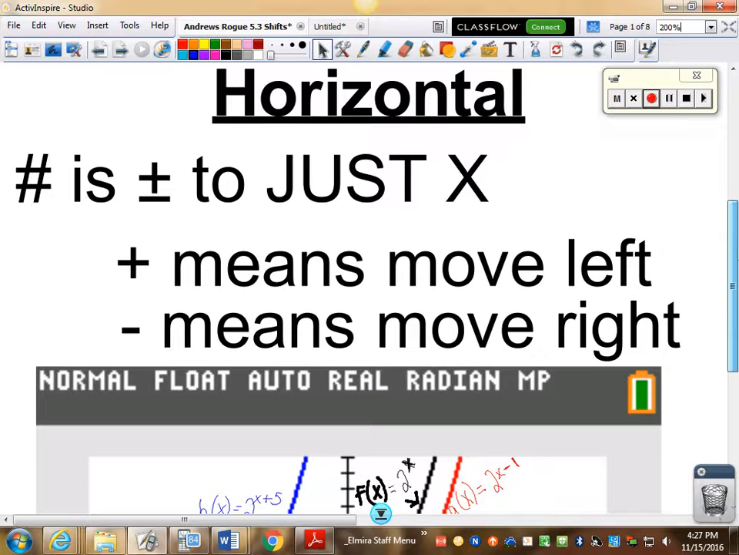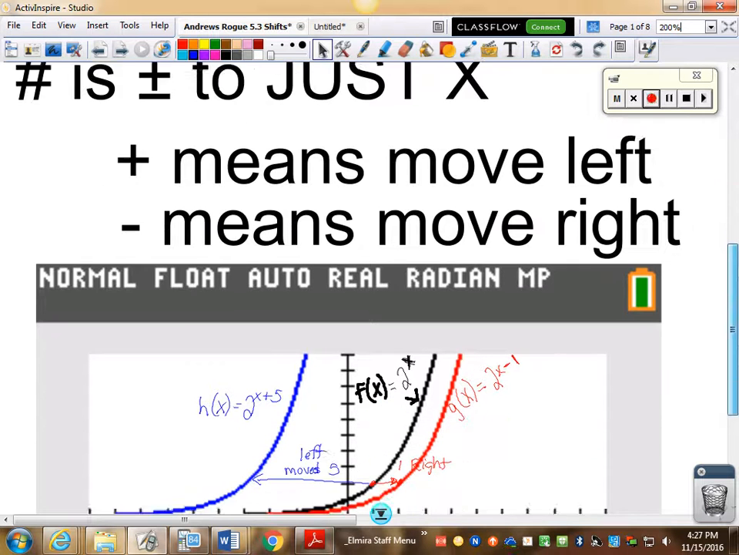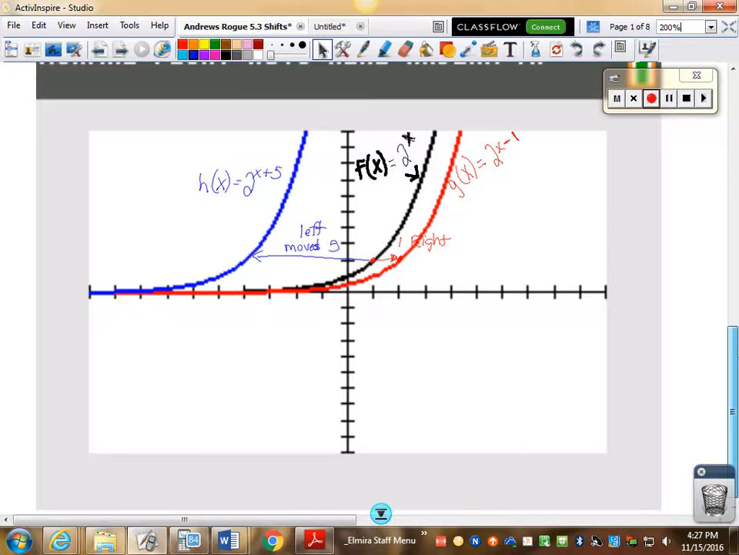If there's a horizontal translation, that means you're going to have a number added just to the x. And plus means it's going to move to the left that many, and if it's an x minus, it means move to the right. So here are some examples. The black function here represents our parent function, 2 to the x power. The red function, you'll notice that it's not just x anymore, it's x minus 1. That means we're moving 1 to the right.